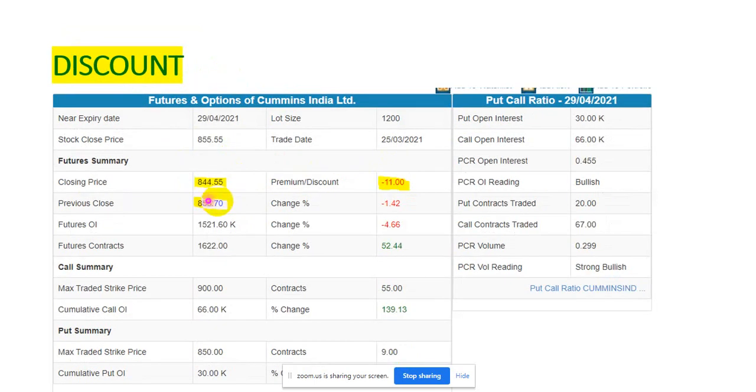Similarly, discount. The contract's previous close is 846, today's close is 844, and the actual stock close price is 855. The futures are trading at minus 11 rupees, at 844, whereas the stock close price is 855. When this scenario happens, you just check whether they have declared any dividend. If there is a declaration of dividend, then this is acceptable, or else for the discount we have to be a little careful.